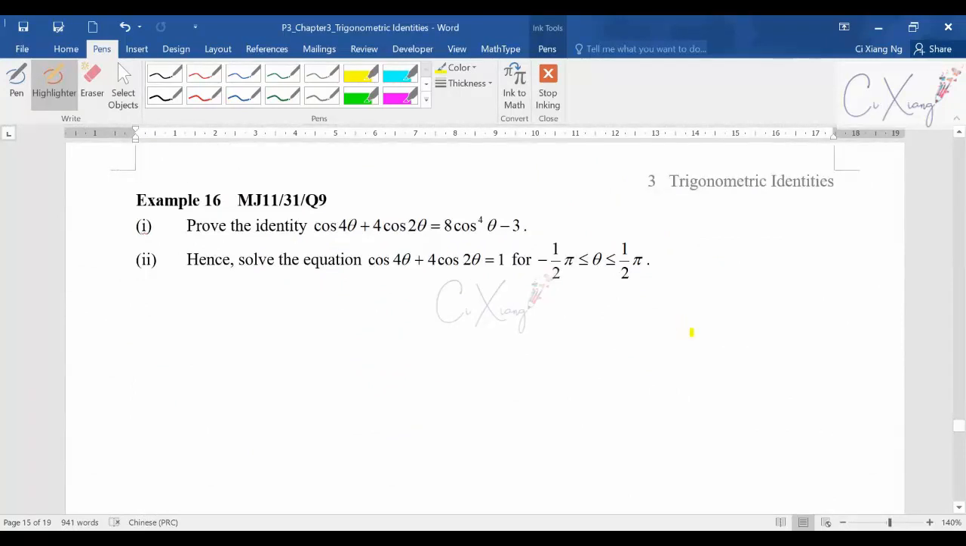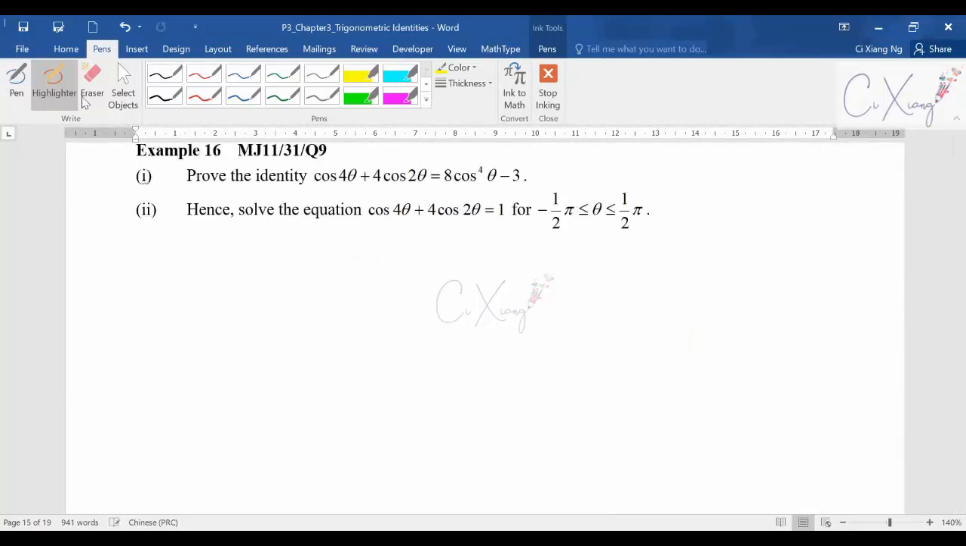Okay, so examples 16 and 17 are the questions that they are going to ask you in the exam. Usually if you look at the question, they are giving you 2 parts here. First part, they ask you to prove the identity. The second part, they ask you to solve the equation. So usually that is the start, okay, for the A-level syllabus, A2 syllabus question in Trigo. Usually, okay? All right.